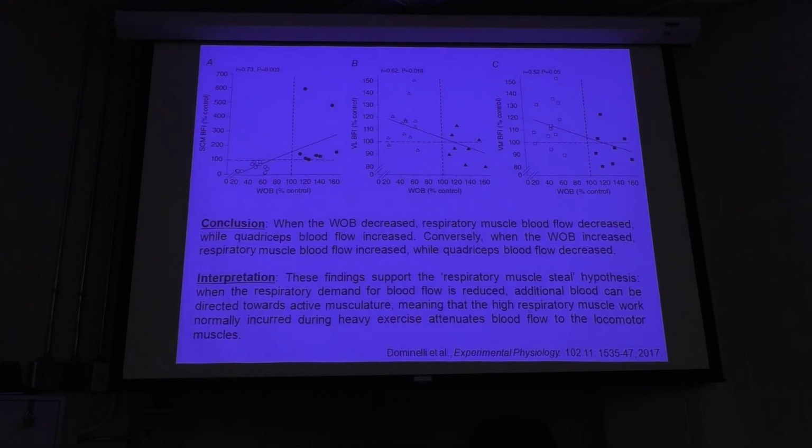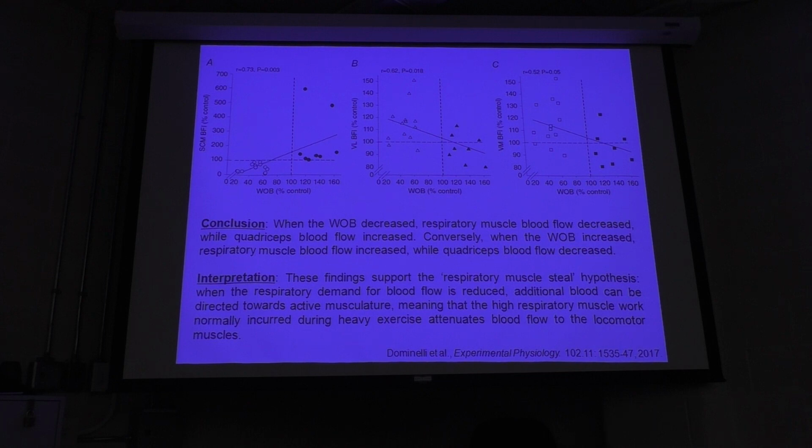So the key to this observation is that if you look at sternocleidomastoid blood flow, vastus lateralis blood flow, and vastus medialis blood flow, again, you see a similar plot. Here's the blood flow under control conditions as the horizontal line, and this is the work of breathing as the vertical line in each graph. You can see that when the work of breathing was decreased, sternocleidomastoid muscle blood flow was lower than control, and when the work of breathing was increased, it was higher than control with a variable but linear correlation.